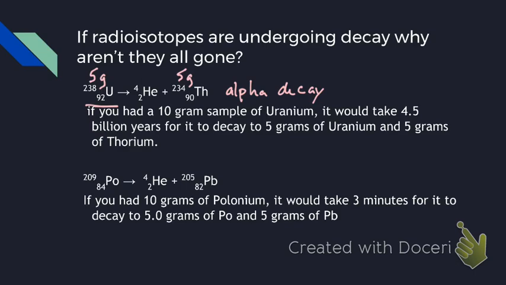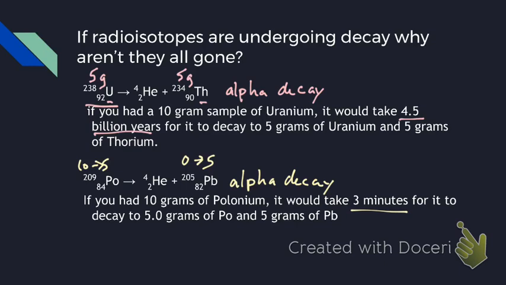What we want to get across is, for half of this material to decay from uranium to thorium, it takes 4.5 billion years. But if we look at our second example, polonium, for it to convert to lead by alpha decay, it'll take that to go from 10 to 5 and from 0 to 5. So for half of polonium to decay, it only takes 3 minutes. So you'll see that different isotopes have different decay rates. They have different speeds at which they decay.